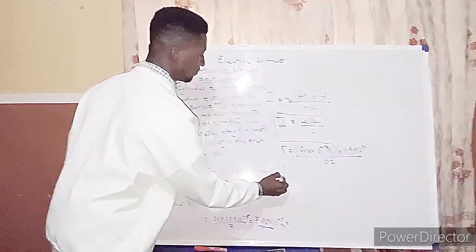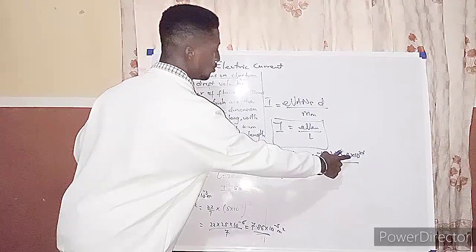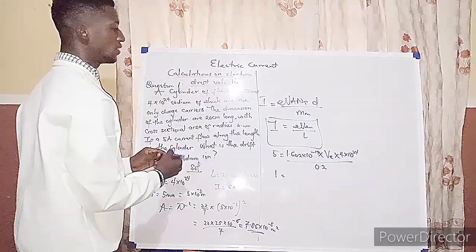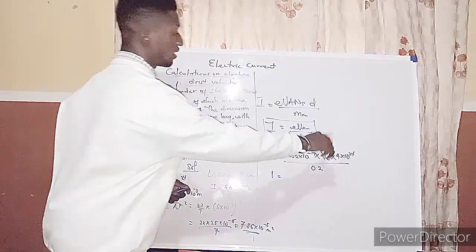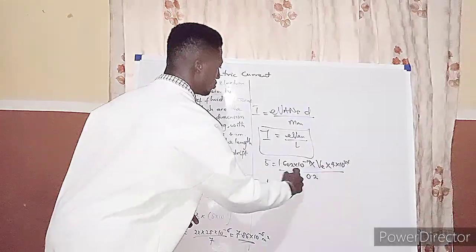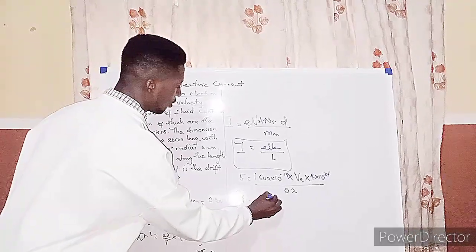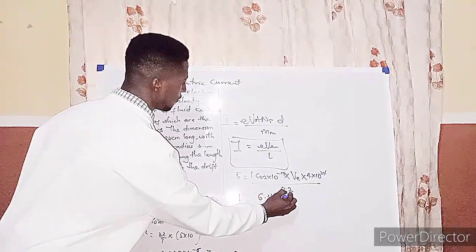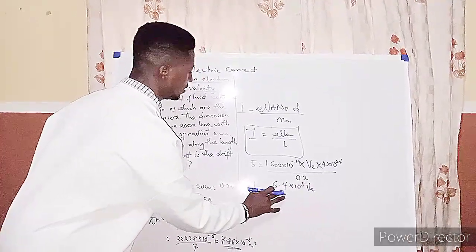That is 1 is equal to, what do you have this to be? That is 1.602 times 10 raised to the power minus 19 times 4 times 10 raised to the power 24. Let's quickly multiply these two together. Using our calculator, we actually get 6.4 times 10 raised to the power 5 velocity over velocity.